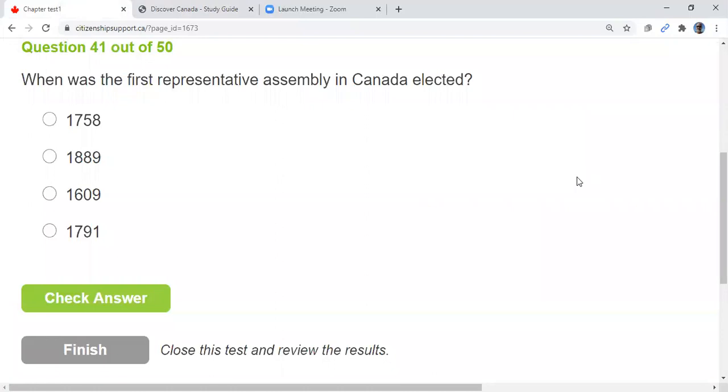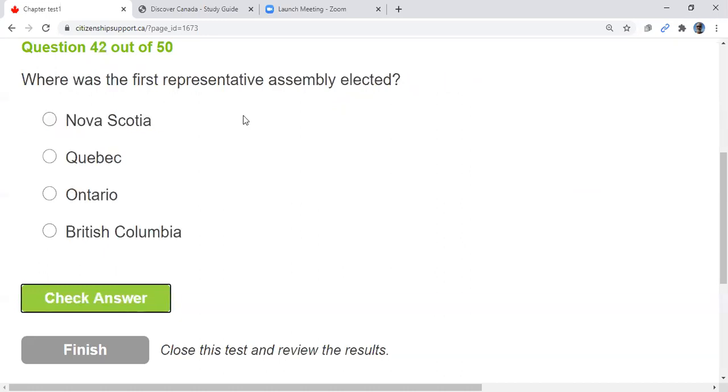Okay. When was the first representative assembly in Canada elected? In 1758. 1758. Yeah, very good. Good. And then who did the next part? Manal, would you like to do this one?